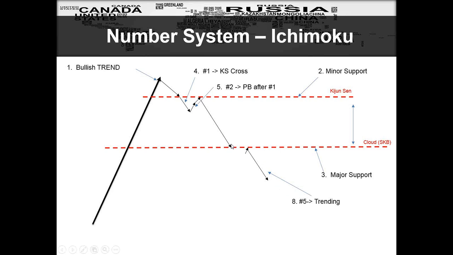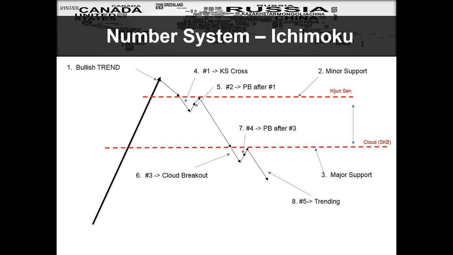Once you break this major support, which is the cloud here, the Senkou B, it turns into a 3. It will remain a 3 until a pullback starts to occur, and then it will turn into a 4. Again, the 4 will remain a 4 until it gets a couple of points above the cloud, or a couple of points below this pivot low here, and at that point, it will change to a 5, because 5 means an institutional trend is starting to occur already, where all the Ichimoku rules are valid. Everyone okay with that?